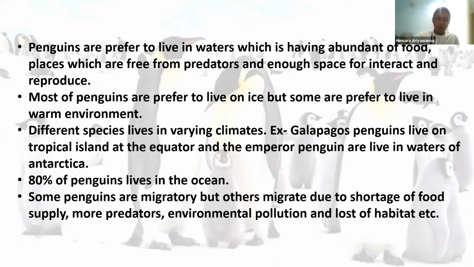Different species live in varying climates. So according to the species or the type, the environment that they need to live in can be different. For example, the Galapagos penguin lives on the tropic islands at the equator, and the emperor penguin lives in the waters of Antarctica. The climatic conditions in the tropic islands at the equator and the waters of Antarctica are totally different. So different species need different environmental conditions to live.